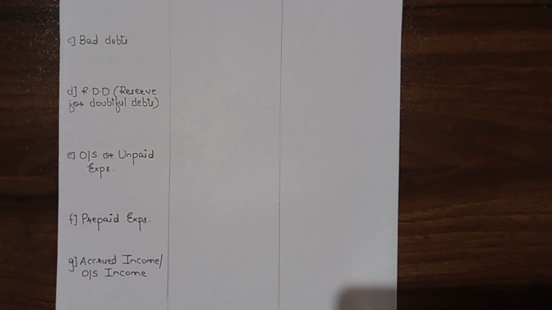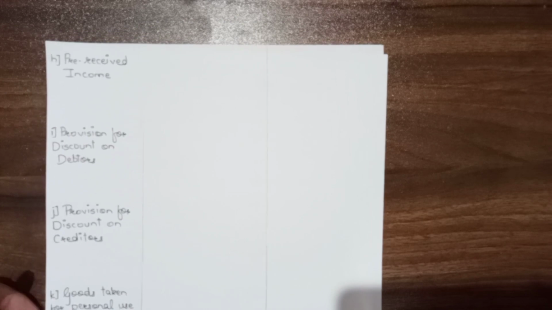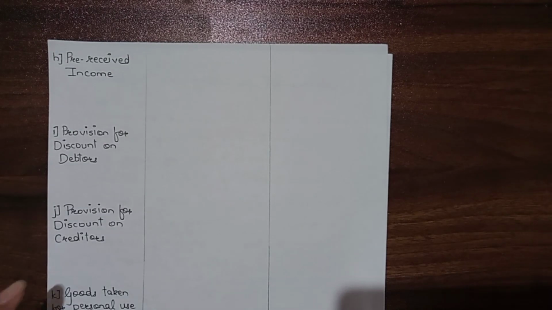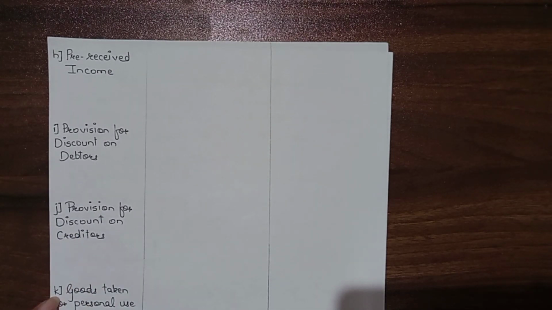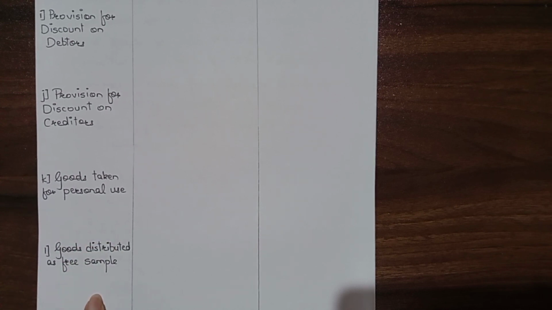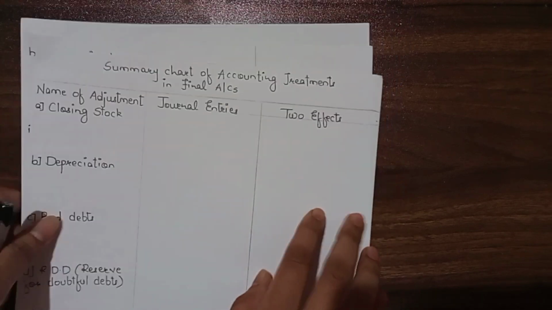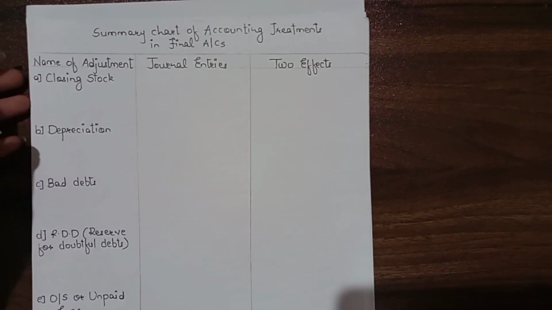Outstanding means the income which is due to you, that is, it is going to be paid to you but you haven't received it yet. That is called outstanding income or accrued income. Next one is pre-received income, provision for discount on debtors, provision for discount on creditors, goods taken for personal use, and the last one is goods distributed as free samples. So these are the adjustments I sorted for you. We are going to see the journal entries of every adjustment and their two effects.